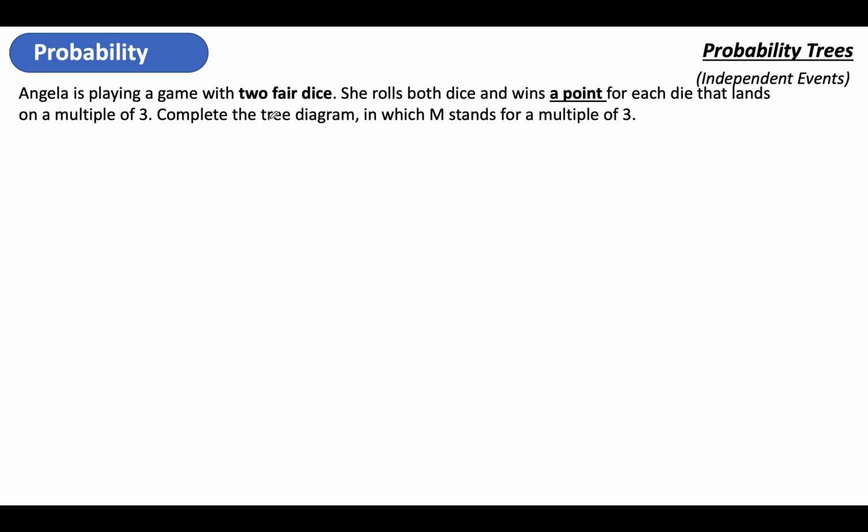So Angelo is playing a game with 2 fair dice, and they're fair, okay? That means there's, in theory, an equal probability for every outcome. She rolls both dice and wins a point for each die. That's really the singular of dice, right? So each dice that lands on a multiple of 3. So what are the multiples of 3 on a dice? I think you could probably figure this one out. Well, that would be 3 or 6.